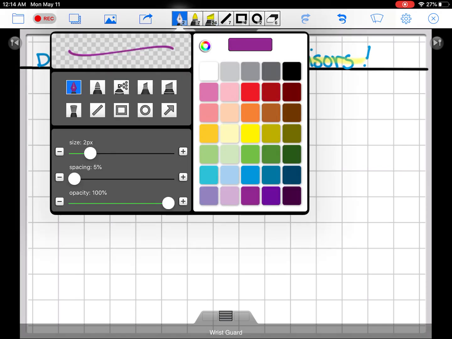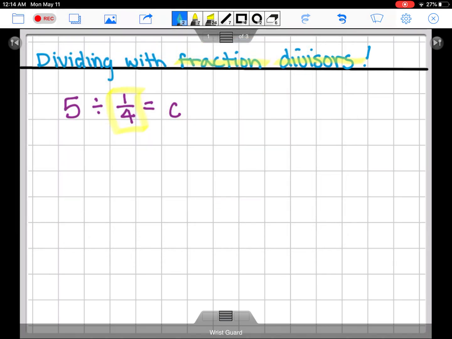First things first, I want to look at what this really is saying to us. So let's take a look at that. 5 divided by 1/4 equals C. So what I am asking is, how many 1/4 can fit into 5? Let's see what that looks like.